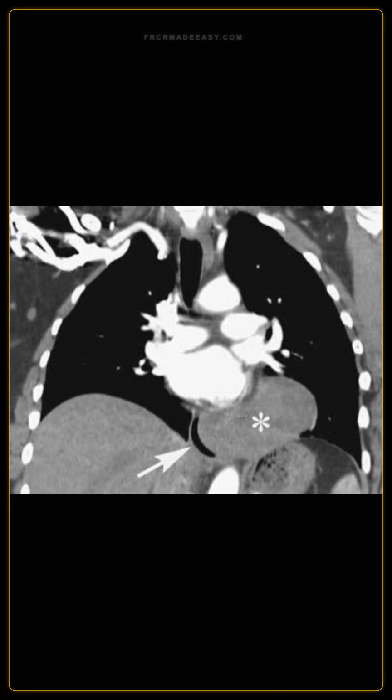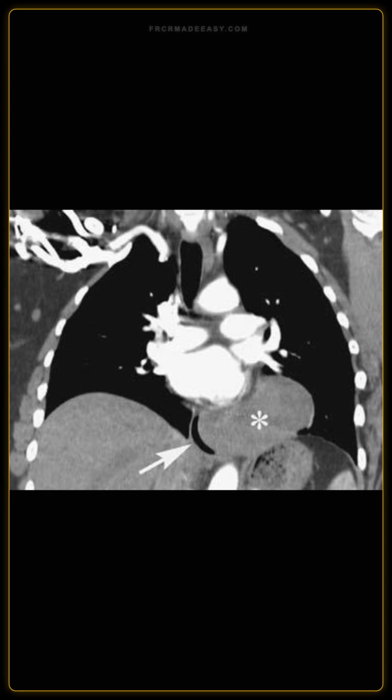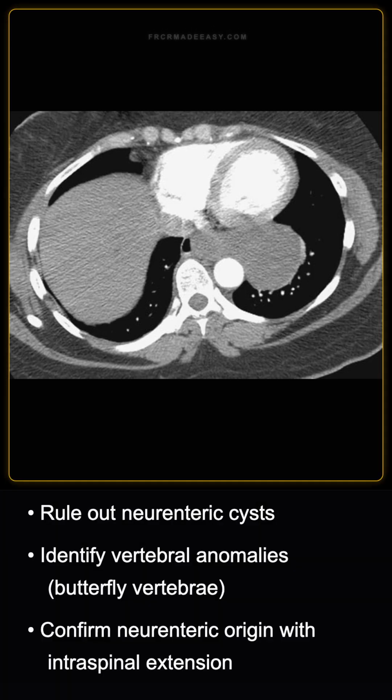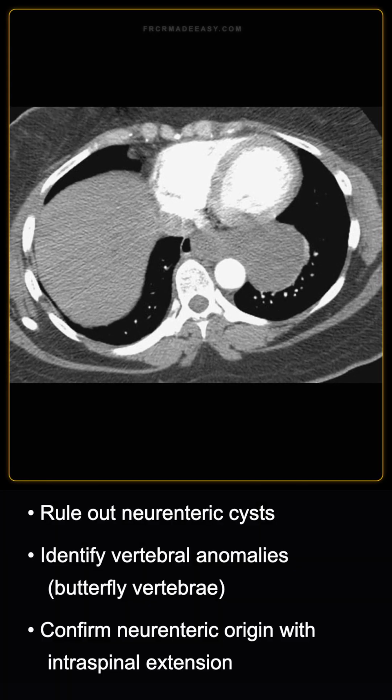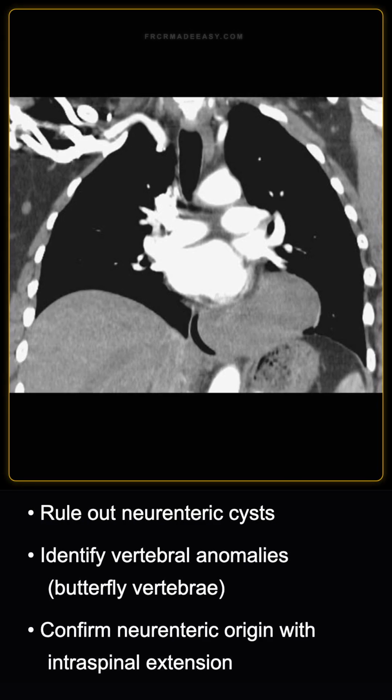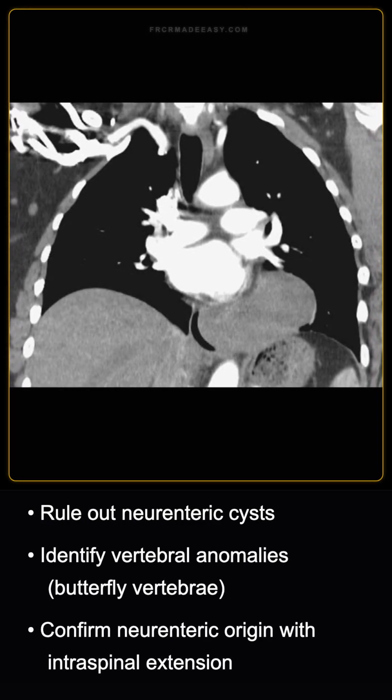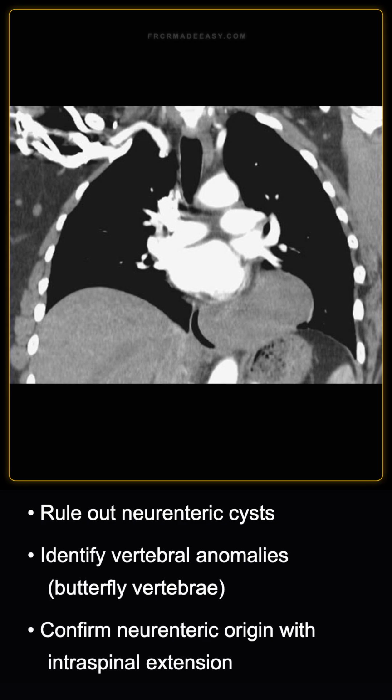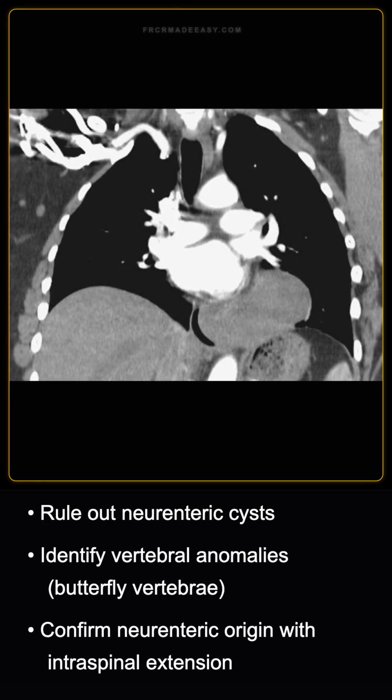Why must you carefully evaluate the spine on imaging when a posterior mediastinal cystic mass is identified? Well, to rule out a neurenteric cyst. Identifying vertebral anomalies, such as butterfly vertebrae or spina bifida, confirms a neurenteric origin, which may have an intraspinal extension requiring neurosurgical evaluation.